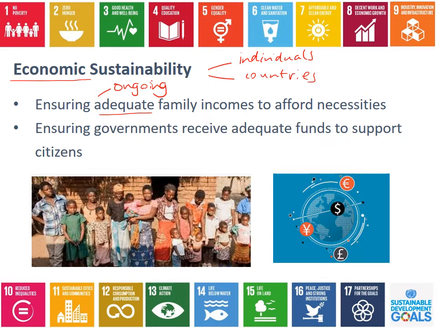At the government or country level, economic sustainability refers to ensuring that governments receive adequate funds to support their citizens. Okay, that's a really important thing. And when we look at different countries, we've already started to look at the fact that some countries support their people much better than other countries. So in Australia, we are very lucky to have a government that, even though there may be some issues, they support citizens a lot in terms of economics.